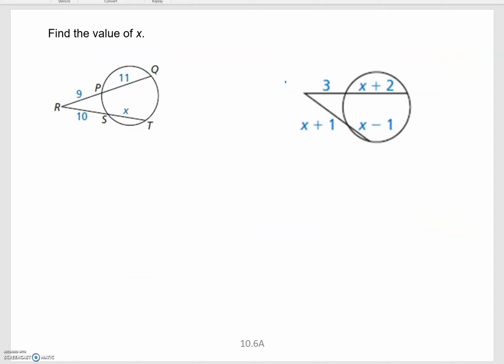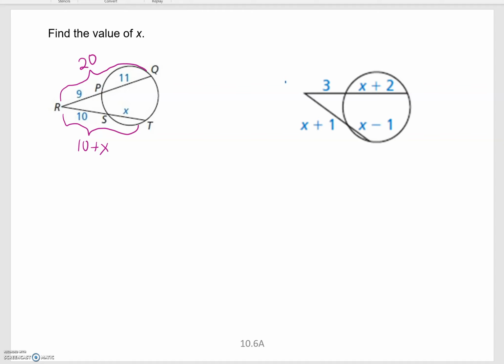So when we look at examples, the first thing we have to do is identify what kind we have. Do we have two secants or do we have one secant and one tangent? So for our first picture, we have two secants because we see that both of those lines are going through the circle. So what I have to do is make sure I figure out what the entire secant segment is, because that's part of my formula. So for this one, from R to Q is 9 plus that 11, so I get 20 total here. And then on the bottom, you have 10 plus X, so that would be your entire secant segment.